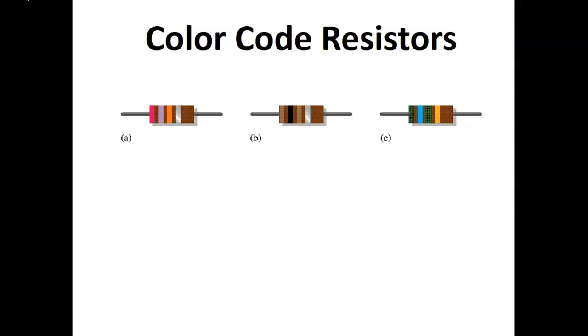So, real quick, looking at this. Back to what we're doing. What's the number for red? Violet. Orange is 10 to the what? And silver is plus or minus 10%. So this is a 27 kiloohm plus or minus 10%.